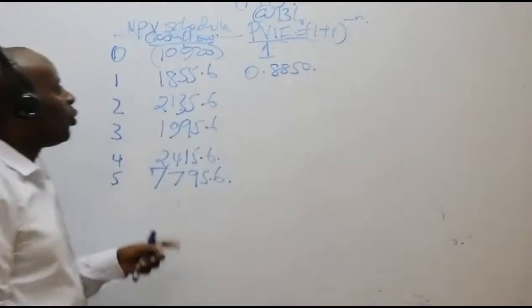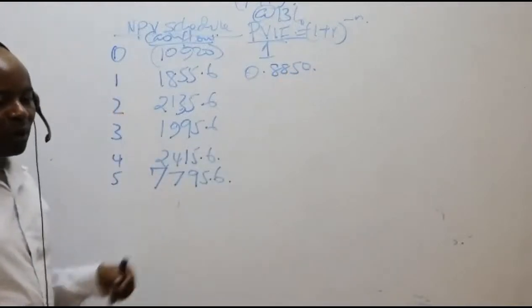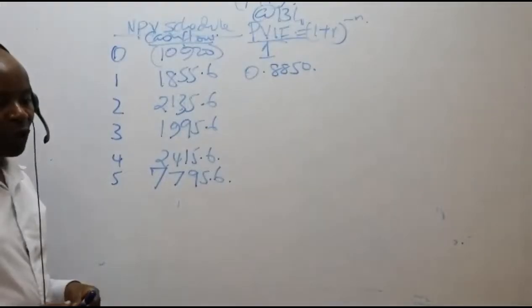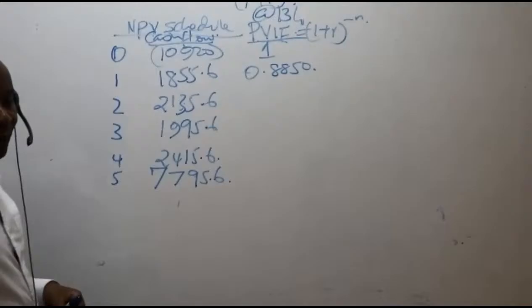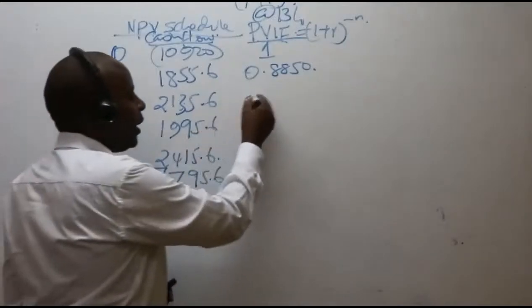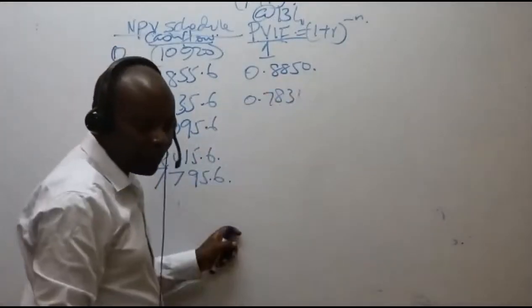8850. How about 1.13 raised to power 2? Power negative 2. So power negative 2, I'm being told is 0.7831. And then Lokai gives me the last one.